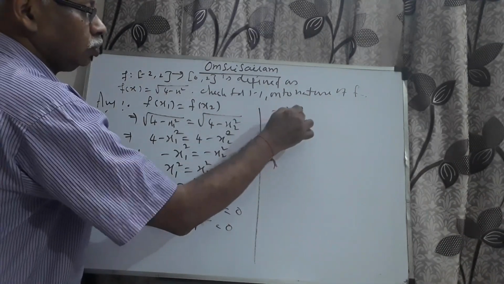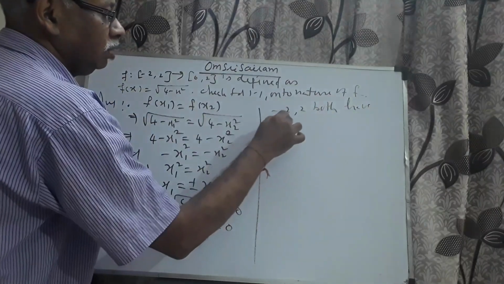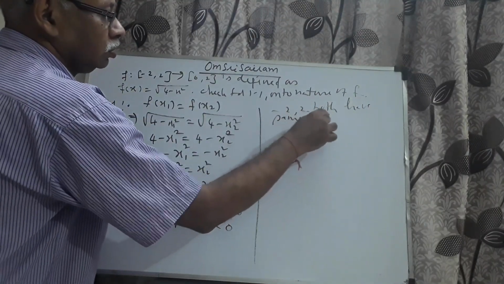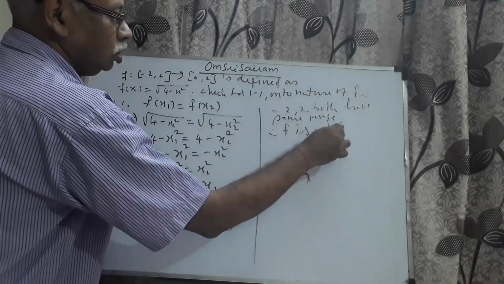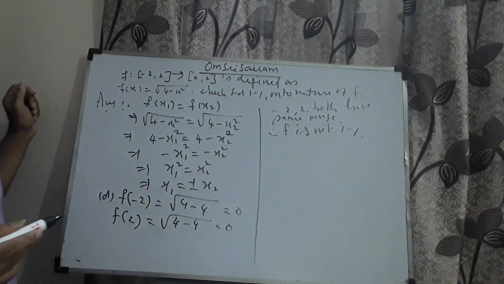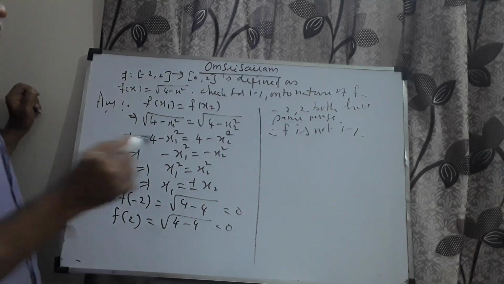Therefore, minus 2 and 2 both have the same image. Therefore, f is not one-to-one. I am having more than one element having the same image. Therefore, the function is not one-to-one.